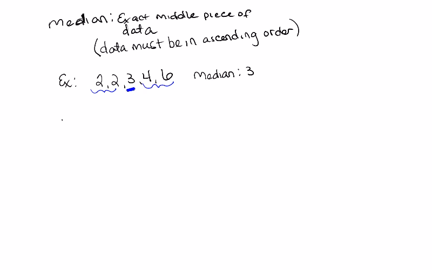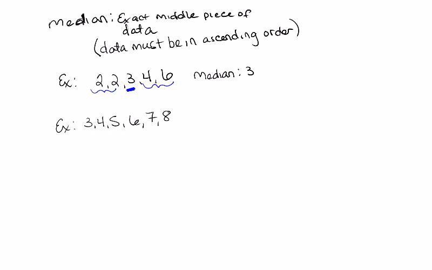Let's consider another data set. Let's consider the data set 3, 4, 5, 6, 7, 8. Now, we can start to feel where the middle is. Maybe you're thinking it's 5. Well, the problem with 5 is that there are only 2 pieces of data below and 3 pieces of data above. So there is not an equal amount of data below 5 as there is above 5. That means 5 cannot be the median.